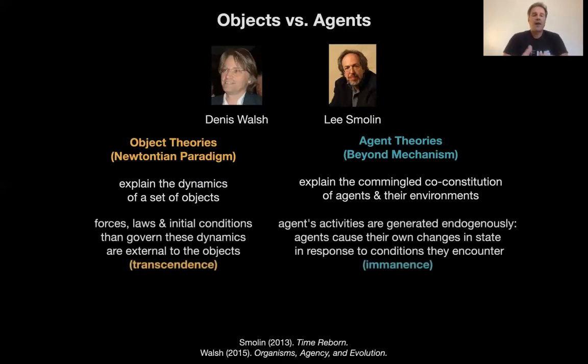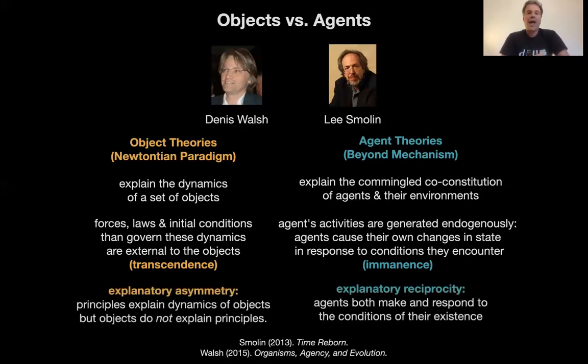Object theories have forces, laws, and initial conditions that govern these dynamics. They are external to the object. That's what I said before. So Walsh calls this transcendence. Okay, what happens to the object is determined from its transcending its own limits. While agents' activities are generated endogenously. Agents cause their own changes in state in response to conditions they encounter. So this is immanence.